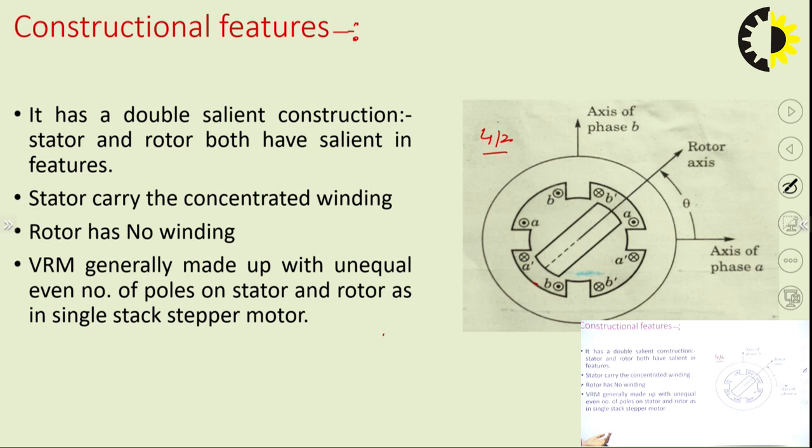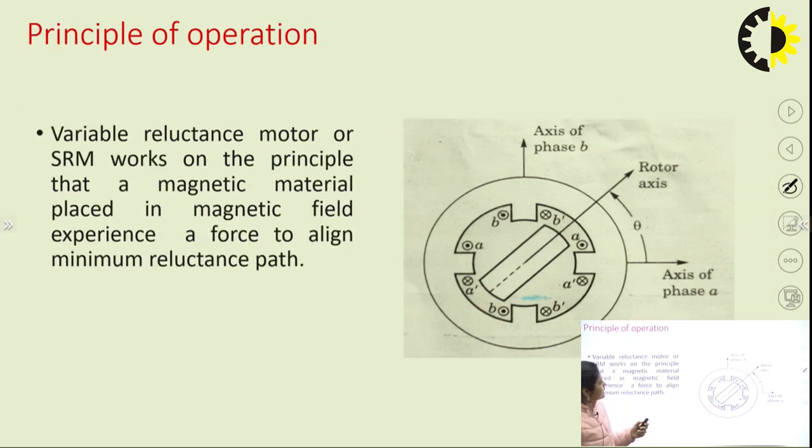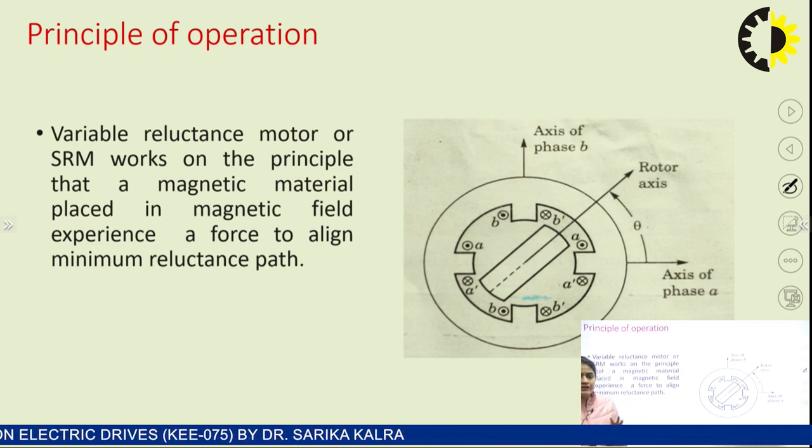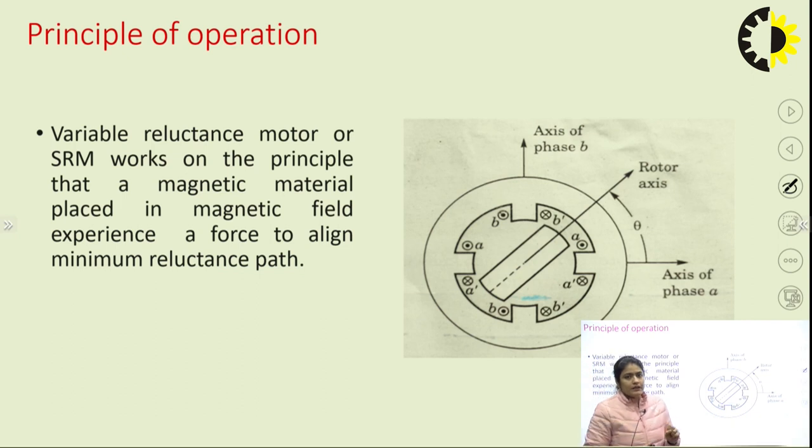And generally, the stator and rotor have uneven poles. Then only we can apply the principle of reluctance, the variable reluctance or the switched reluctance motor, right. So, it is a 4/2 motor, and now the principle of operation. The SRM motor works on the principle that a magnetic material placed in a magnetic field experiences a force to align to the minimum reluctance path, right. So the rotor tries to move in such a direction that it aligns to the minimum reluctance path and gets the maximum flux density, right? This is the idea, and on the basis of this idea, the motor will start rotating.